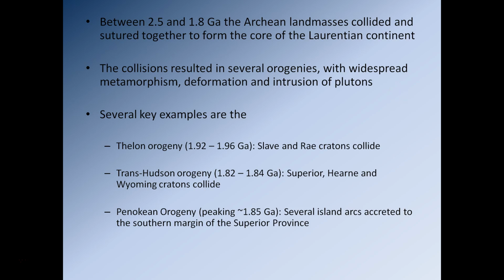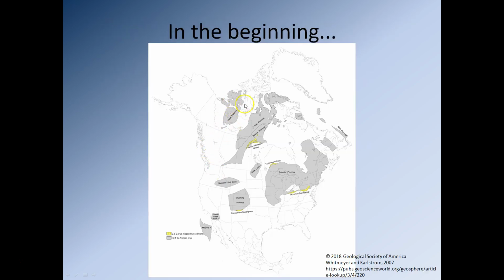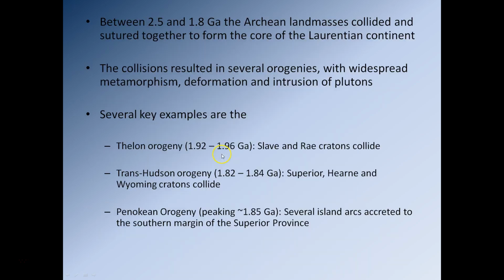Several key examples of these orogenies are the Thelon orogeny that occurred between 1.96 and 1.92 billion years ago, and that's when the Slave and the Rae cratons collide. So here's the Slave province up here. Here's the Rae province here. The collision between the Slave and the Rae province is the Thelon orogeny, which occurs along here.